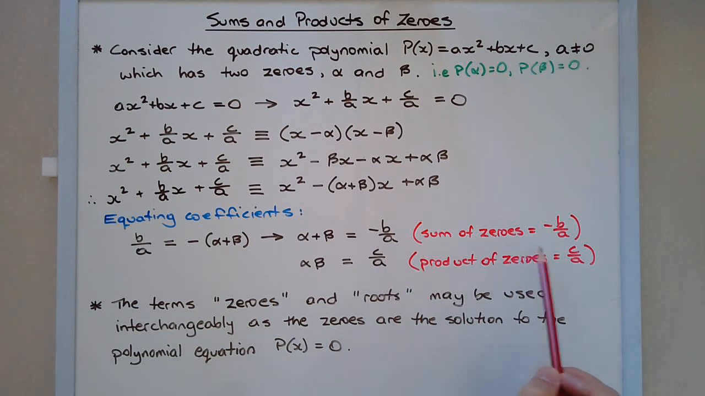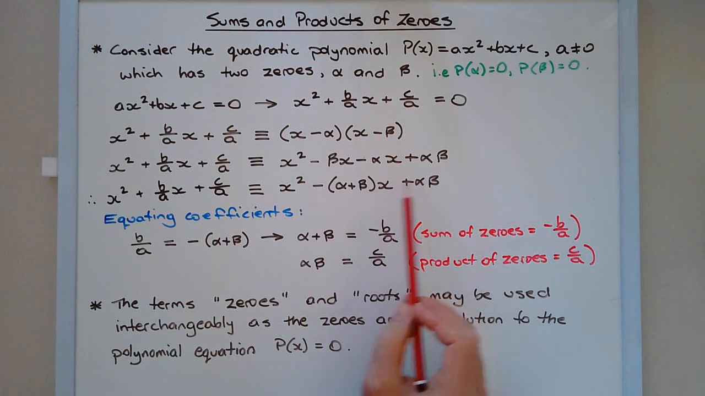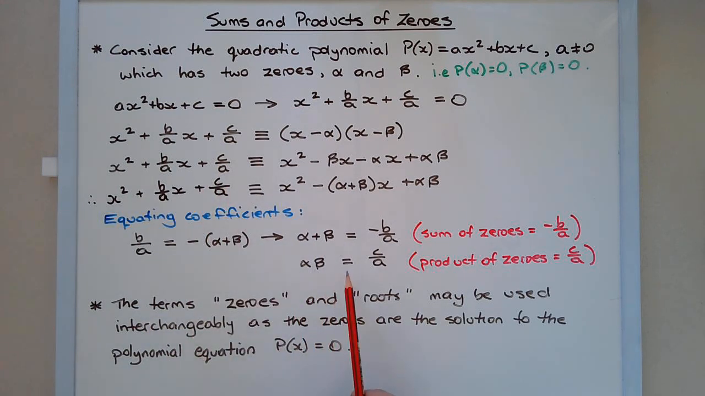So sum of zeros is equal to negative b on a, if we were to write that in English. And alpha beta, the constant term here, is equated with c on a. So alpha beta is equal to c on a. So the product of the zeros is equal to c over a.